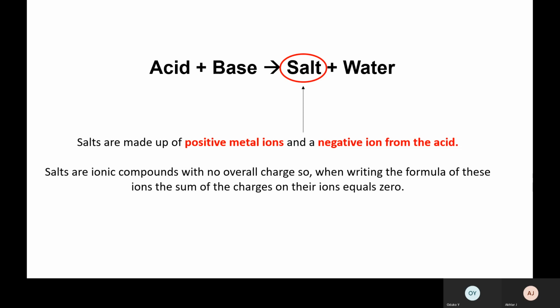Now, let's just delve into what the salt is. We understand that when we name the salt, we take the name of the metal, and we know that the other part of the name comes from the acid. That would be the negative ion from the acid. They are ionic compounds. They have no overall charge. So when you write out the formula of these ions, you just have to make sure that the charges of each ion add up to 0. So the sum of the charges on the ions should equal 0.